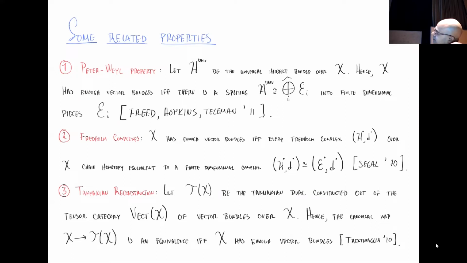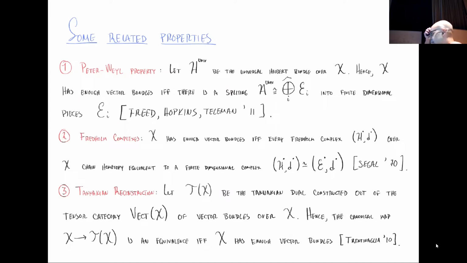And we can also state the property of having enough vector bundles in terms of Fredholm complexes. So a stack X has enough vector bundles if and only if every Fredholm complex, which is a bounded complex of infinite dimensional Hilbert bundles on X, is chain homotopically equivalent to a finite dimensional complex. So this is an observation of Segal in the 70s, and so having enough vector bundles is equivalent to this sort of property, which in the algebraic category is related to the notion of perfect complex. So Fredholm complexes can be thought of as the analog of perfect complexes, and this is saying that any perfect complex will be a strict perfect complex just in case X is a global quotient stack.